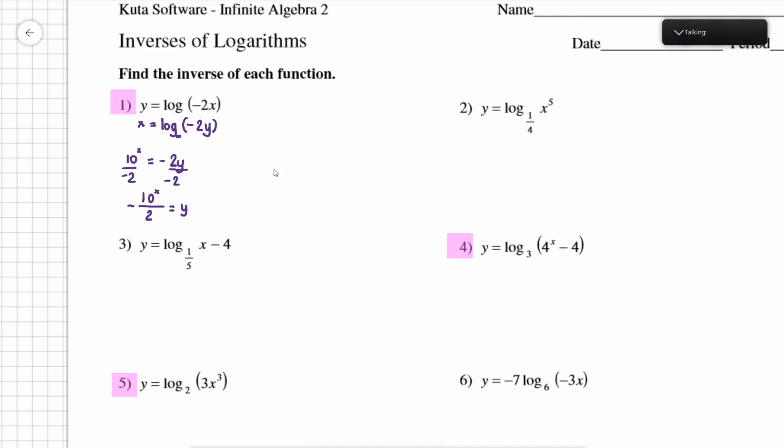Since that 10 has an exponent of x, we cannot reduce that fraction unless they had both the same exponent on them. So since 2 doesn't have an exponent on it, we can't reduce it, and we leave it just like that.